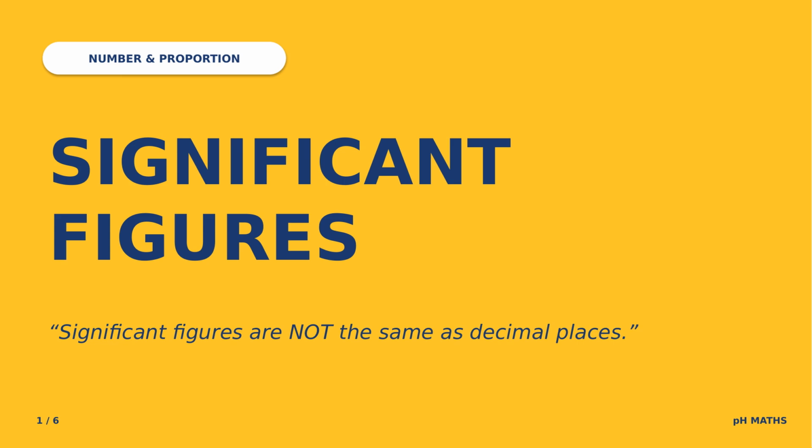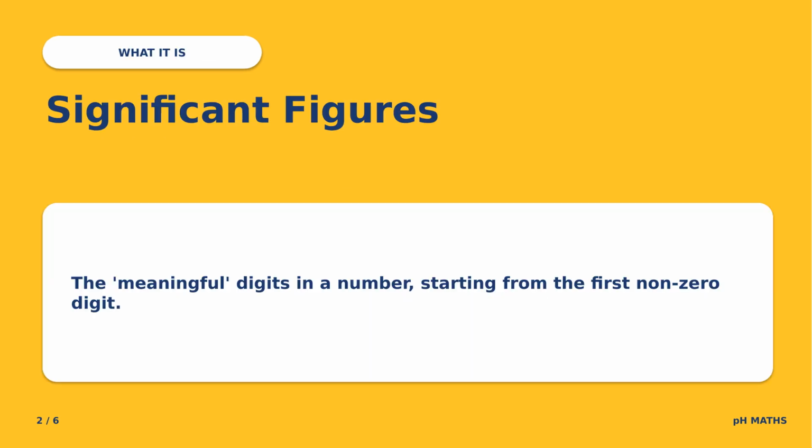Today's explainer is significant figures. And the first thing to know is they are not the same as decimal places. By the end of this video, you'll know what counts as significant, what doesn't, and how to round to any number of sig figs without wobbling.